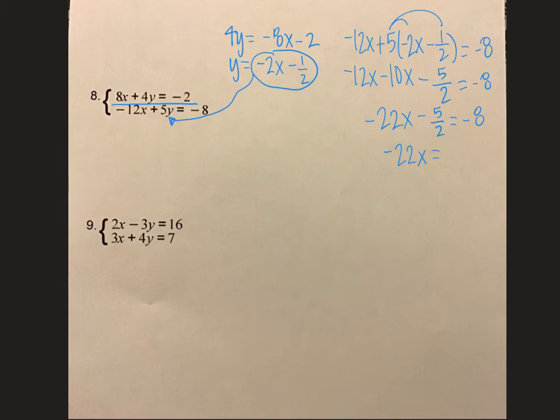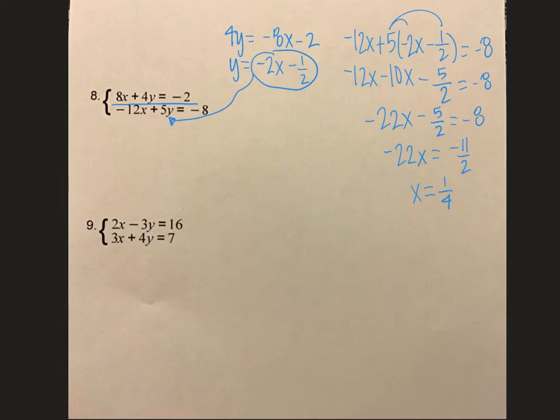And again, I'm keeping things in fraction form because if we don't get a whole number, we want to make sure that we leave our answer as a fraction. And then the last thing I'm going to do is divide by negative 22. So when I simplify everything down, I end up getting 1/4 for x.